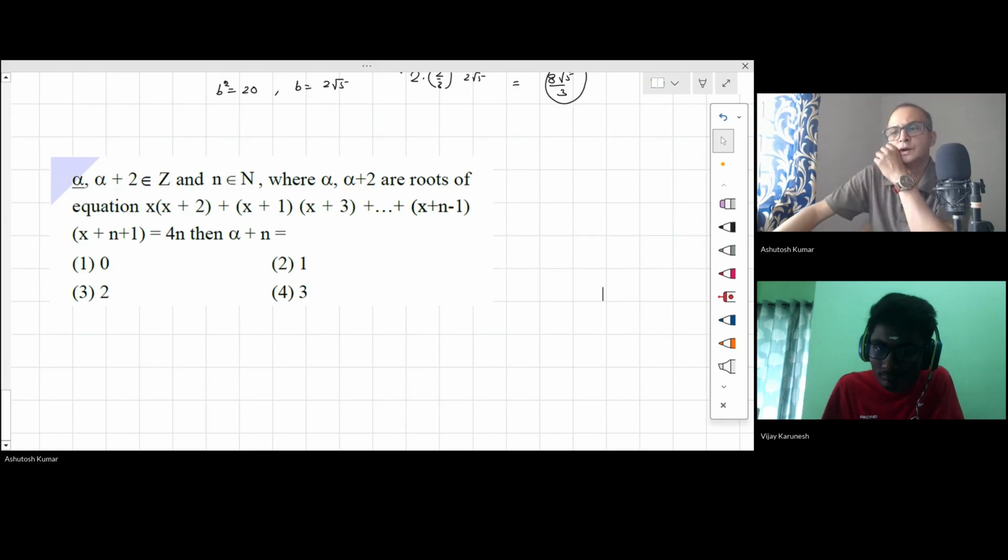Alpha and alpha plus 2 are the roots of the equation. Yes, sir. How we can do it?